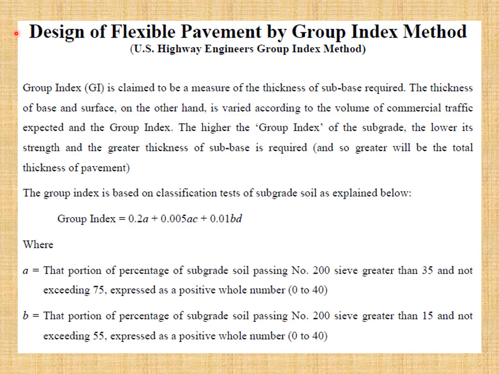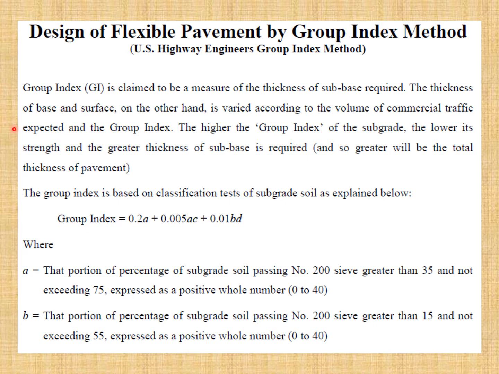Design of flexible pavement by group index method. It is also known as the US Highway Engineers group index method. Group index should not be a new term for you. Group index (GI) is claimed to be a measure of the thickness of subbase required in this method. The thickness of base and surface, on the other hand, is varied according to the volume of commercial traffic expected and the group index. So basically this method is based upon group index.